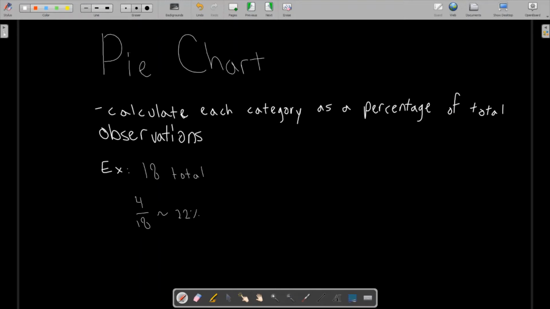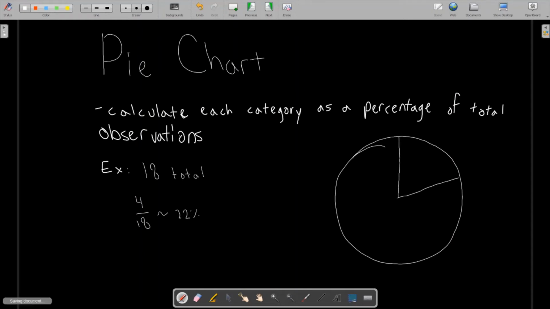slightly worn. And so if we draw our pie chart, it's going to take the form of a circle. And what we'll want to do is cut a slice out of that pie that is about 22%. So if we think about how big a quarter is, it's going to be a little less than a quarter. And so maybe it'll be something like that. And this slice of the pie chart will represent slightly worn books.